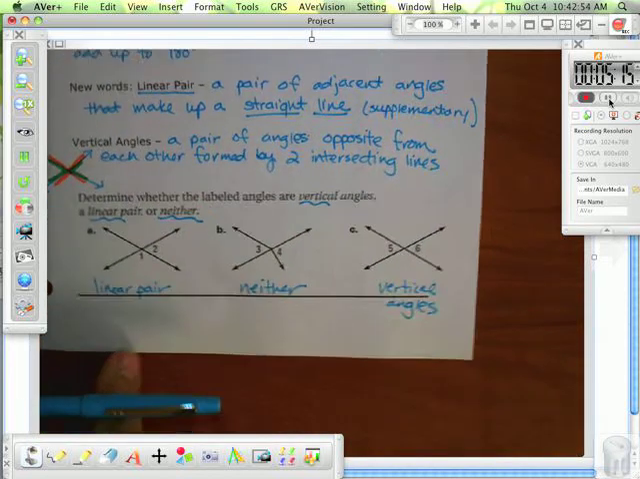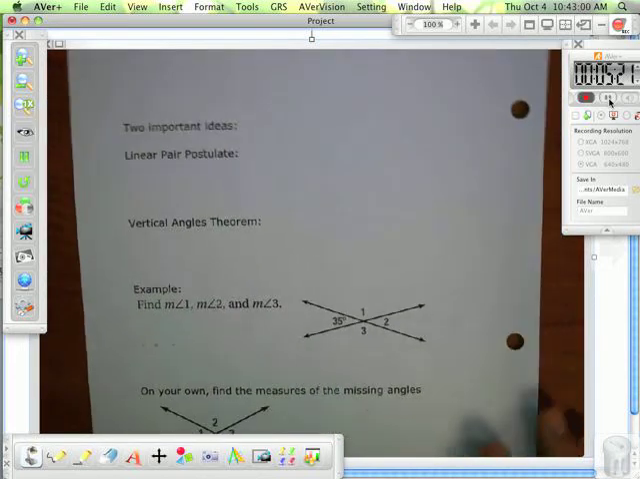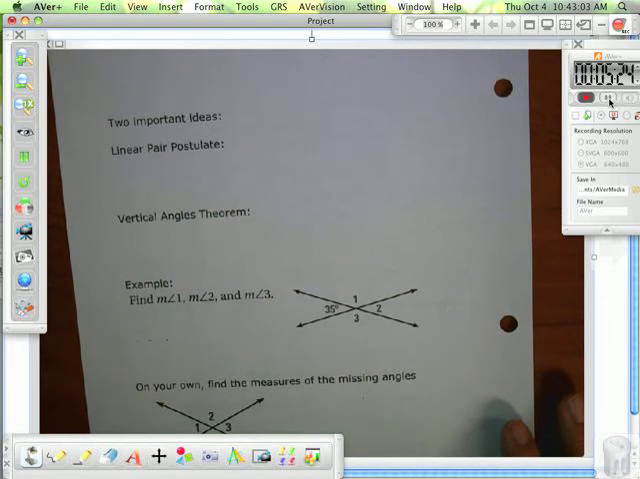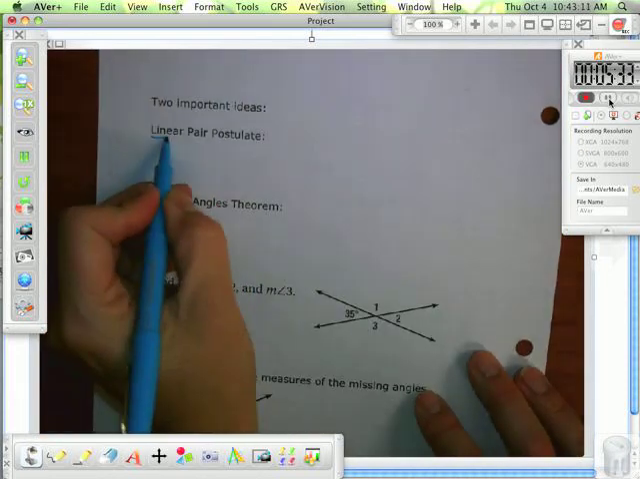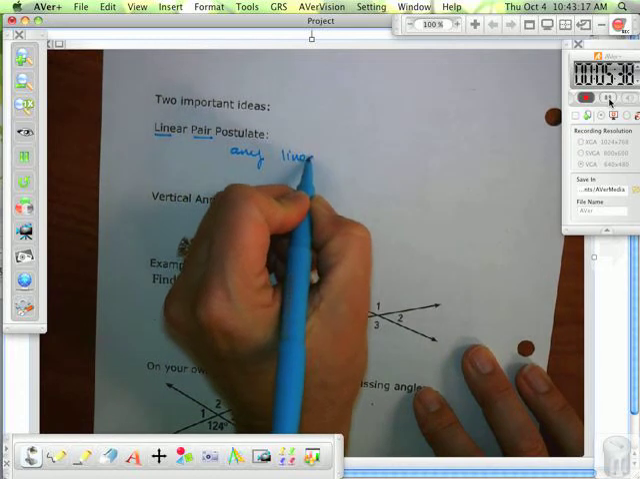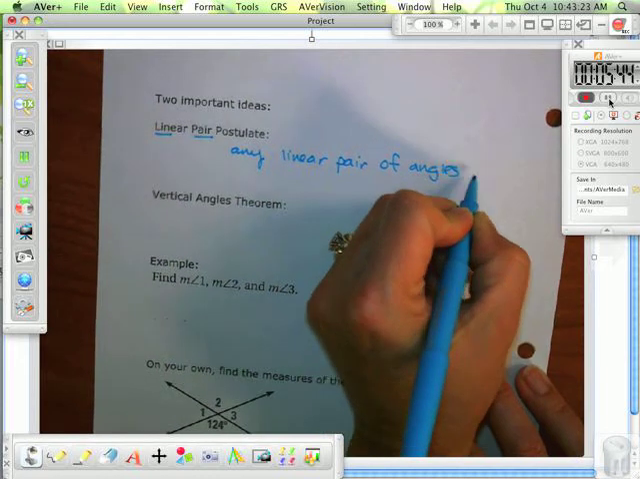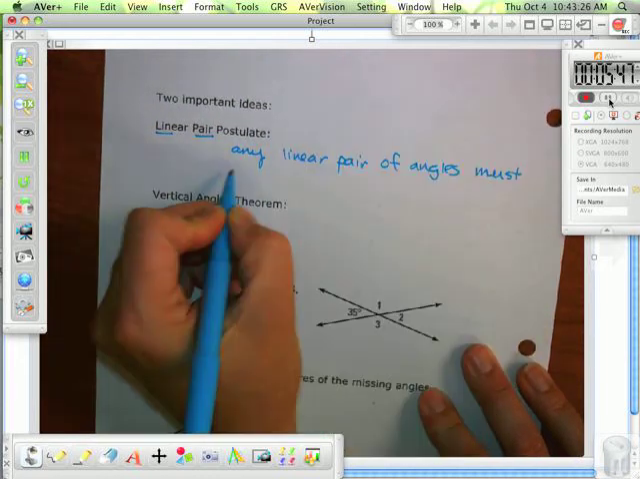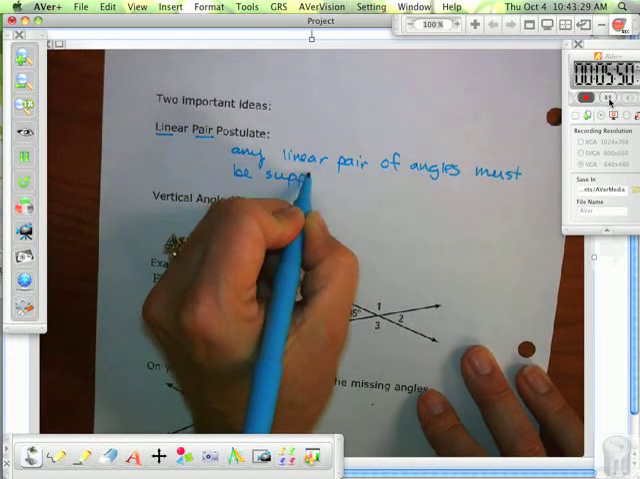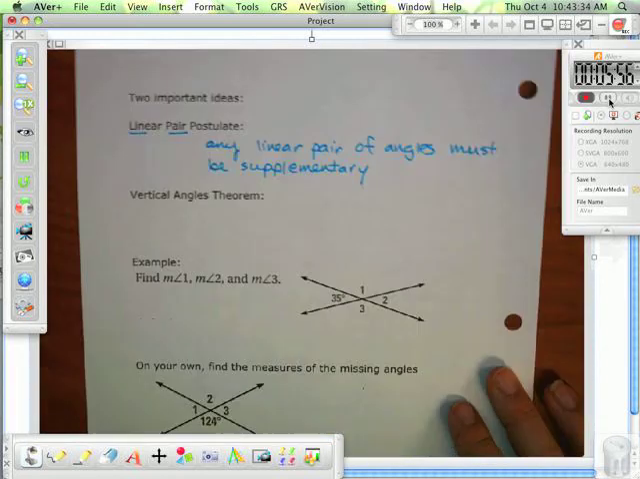Turn it over. All right, we have a new postulate, which I put up here, and a new theorem. A theorem has been proven. A postulate we just accept as being true. So linear pair postulate. It's basically what we already said about linear pairs. Any linear pair of angles must be supplementary. If they're a linear pair, then they're supplementary. Meaning they do what?